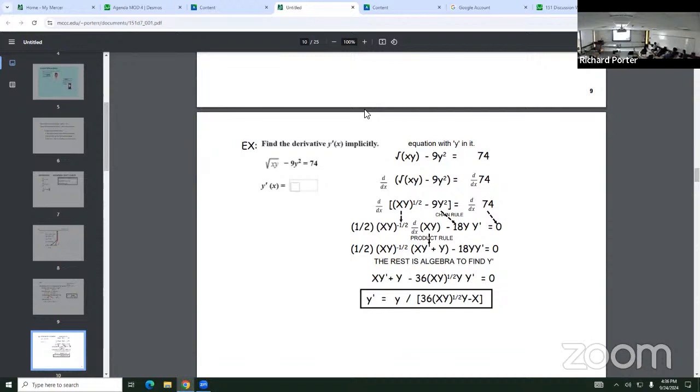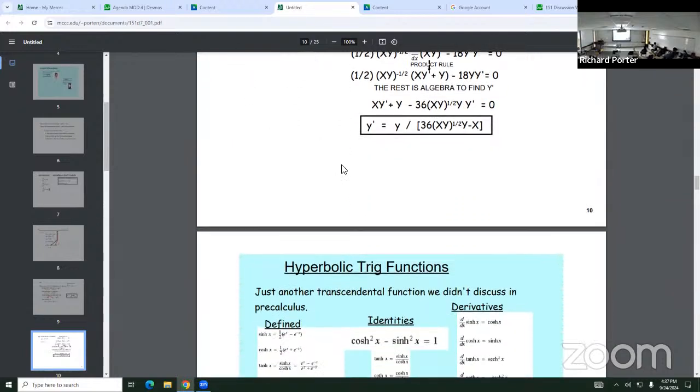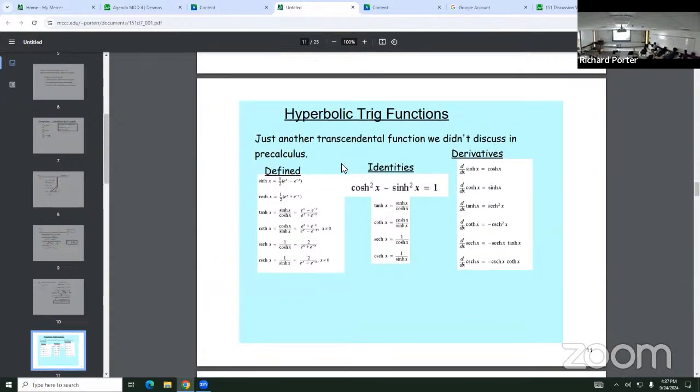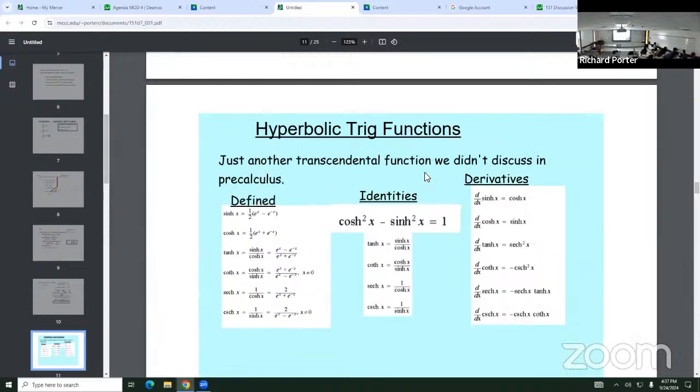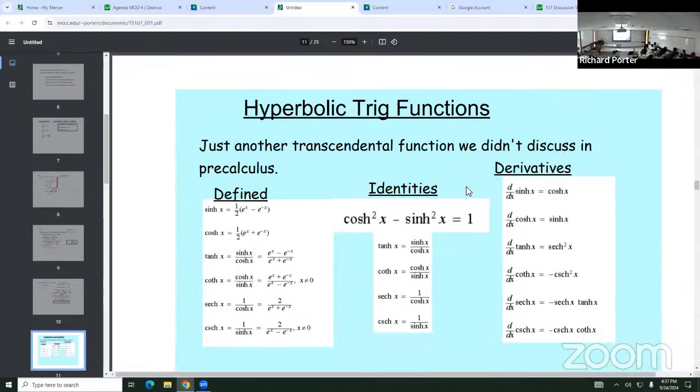We use implicit differentiation for something useful. There is something we will use it for. But it won't be just find the derivative of this equation, because this equation is not happening in the world, at least in my lifetime, maybe in your lifetime, but these functions are just off the wall. So here are hyperbolic trig functions. I told you about them already, so it's the next topic.